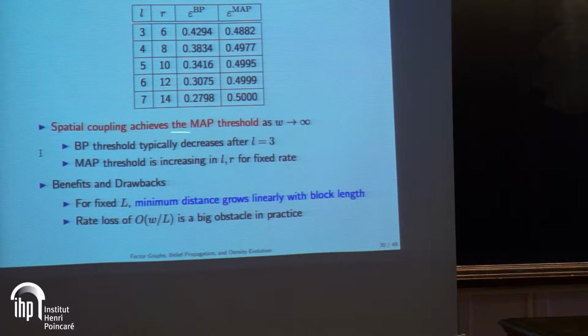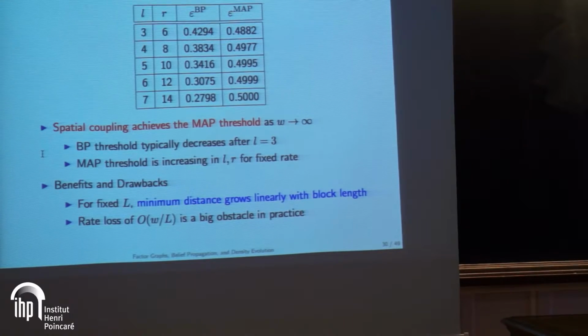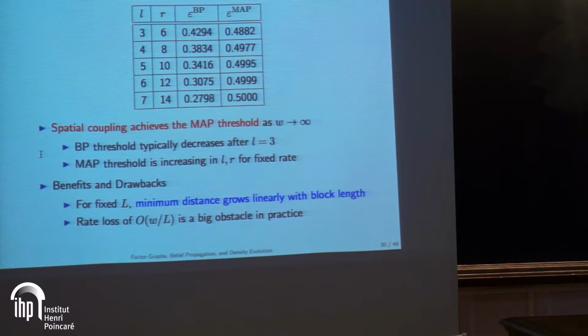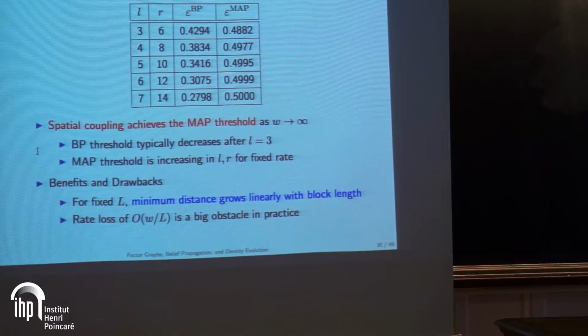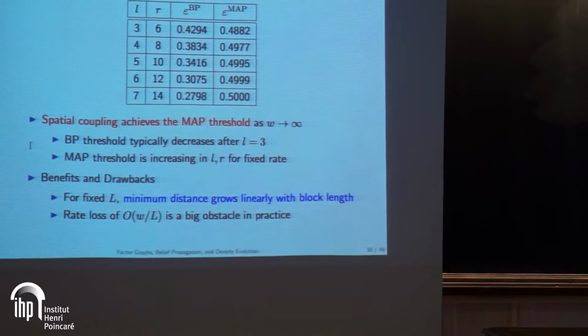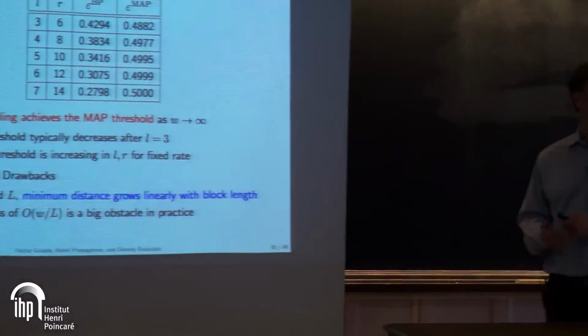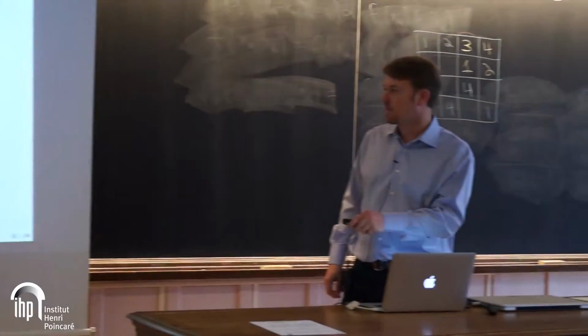And so when Kudekar, Richardson, and Urbanke observed that it was converging to the MAP threshold, all of a sudden myself and a number of other people said, all these problems where if I had a MAP decoder, things would work well, let's go back and try spatially coupled codes on these problems. And it turned out on many of them, they solved them. They essentially gave almost optimal performance.